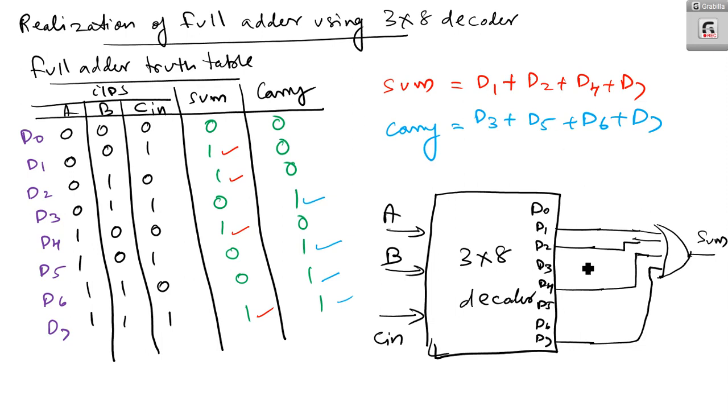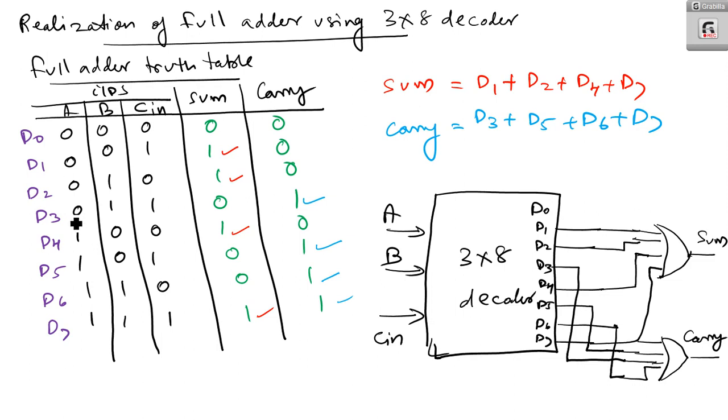Now what is carry? D3 or D5 or D6 or D7. If you OR these four, you will get the carry part. So this is how you realize a full adder using a 3/8 decoder.